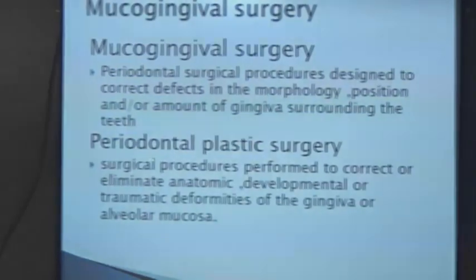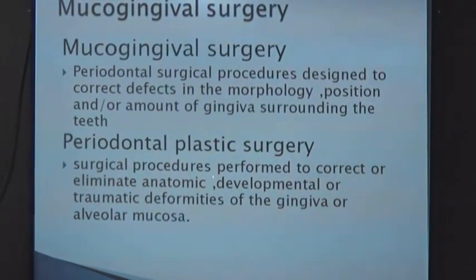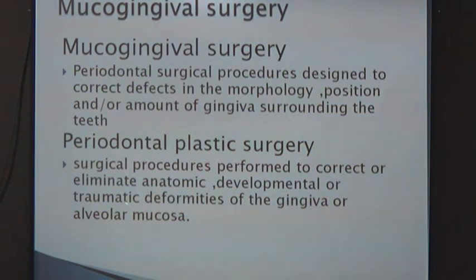See, periodontal plastic surgery. Surgical procedures performed to correct or eliminate anatomic, developmental or traumatic deformities of the gingiva or alveolar mucosa. Can you say anything? Anatomic, like frenal attachment; developmental, like gingival retreat. What is gingival retreat? Have you not heard that word?